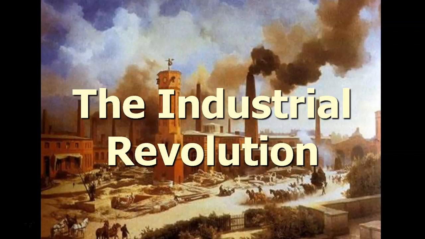Fifthly, we see a rural to urban migration. More and more people live in and around cities than in the countryside, and rural areas become relatively depopulated, while cities become teeming with thousands, eventually millions of people. Sixth, we have new social classes, an industrial middle class and an industrial working class. And finally, number seven, a changing human relationship with the environment, which you can see in the illustration.